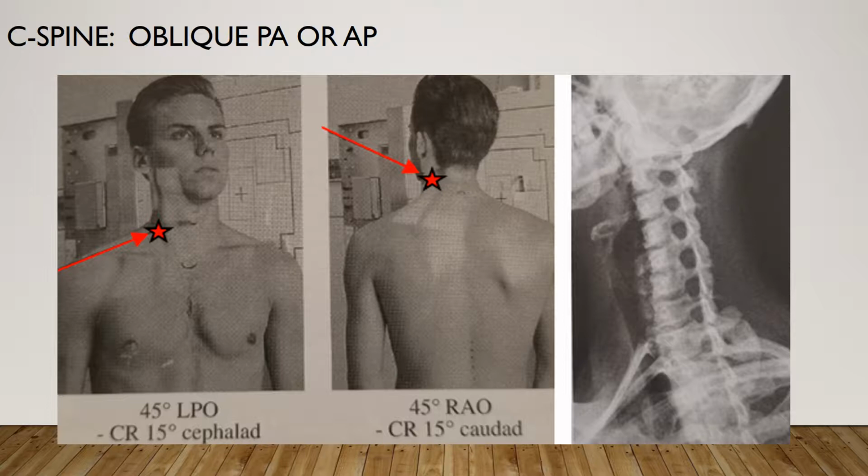When you're looking at the image, you want to make sure that you have the intervertebral foramina and pedicles open. In the LPO or RPO, you want to demonstrate the upside, which is the farthest from the IR, intervertebral foramina and pedicles. In the LAO or RAO, you want to demonstrate the downside, closest to the IR, intervertebral foramina and pedicles. You want to have intervertebral foramina uniformly open and pedicles in profile.